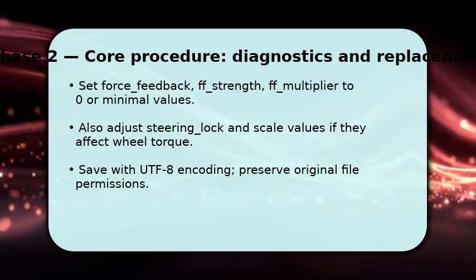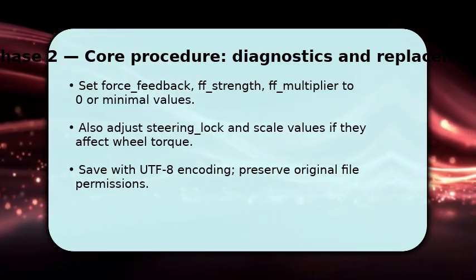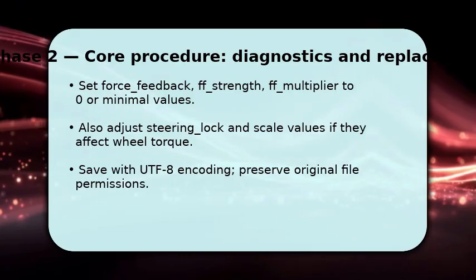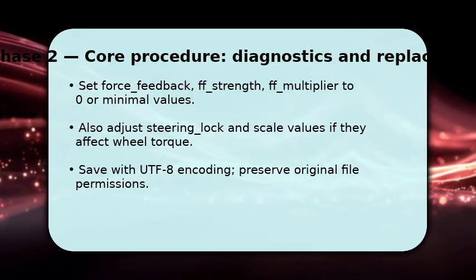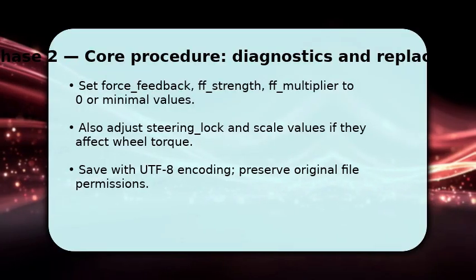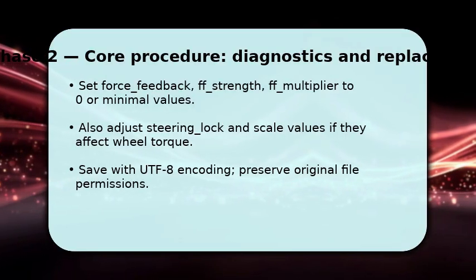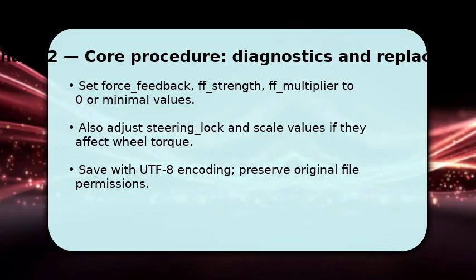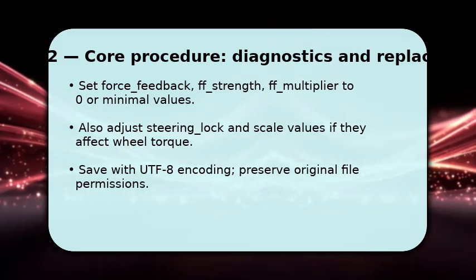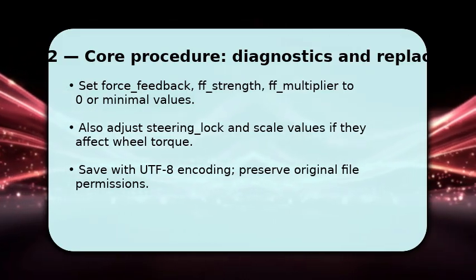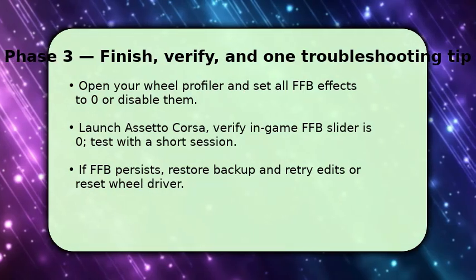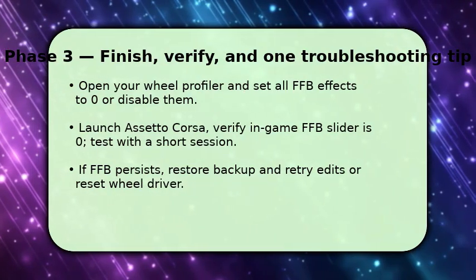Once you set those, check any steering lock or scale lines that can indirectly apply torque and reduce them accordingly. Make sure to save the file with UTF-8 encoding. After saving, keep the editor closed and do not launch the game yet, because the wheel software may override these values if it's running. You finish by eliminating software conflicts and testing.